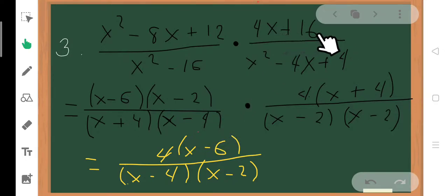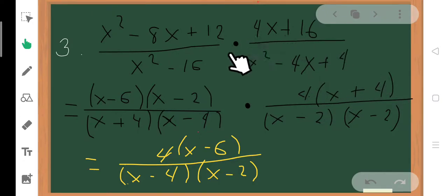Okay, now for the numerator in the other rational expression, you could see a common monomial factor. For 4x plus 16, the common monomial factor is 4. So both terms in this polynomial are divisible by 4. We have the common monomial factor of 4, and the other factor is obtained by dividing 4x by 4, which is equal to x, and 16 divided by 4, which is equal to 4.